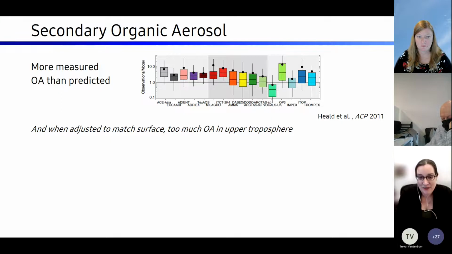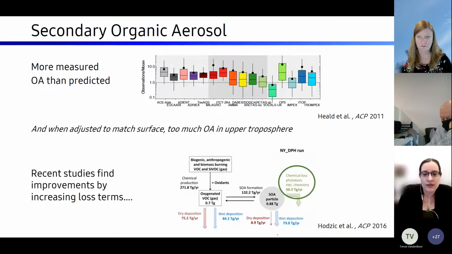Now, there's been a number of previous studies that have really tried to target or understand this gap. A recent one that's come out is the Hodzic et al. paper, from 2016. In this paper, it's another modeling study, and what they did to try to close this gap is they introduced some of these chemical loss mechanisms into the system to try to remove some of this lofted organic aerosol mass.